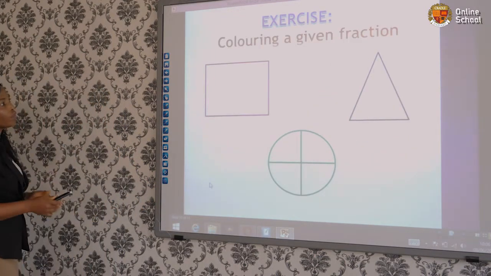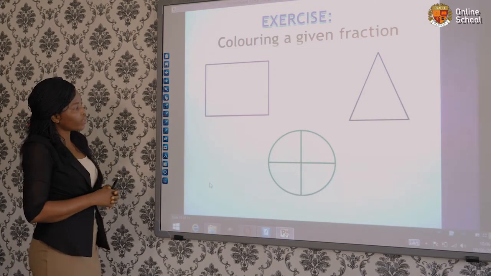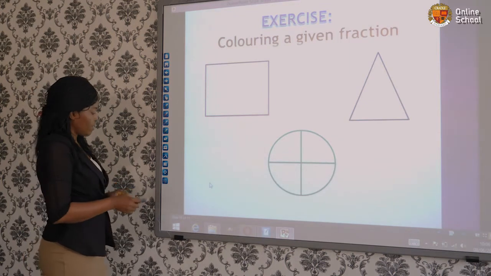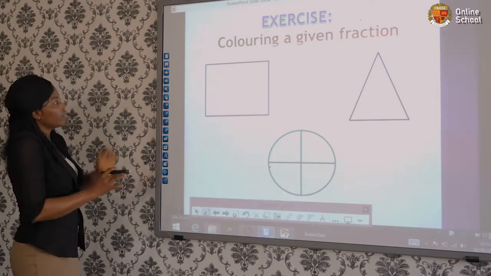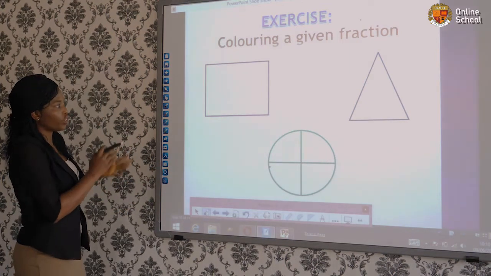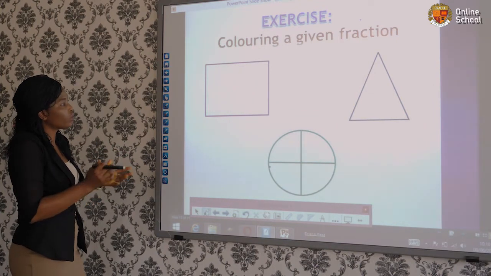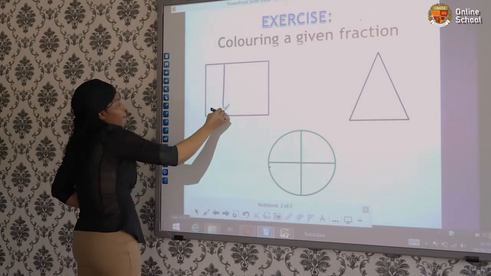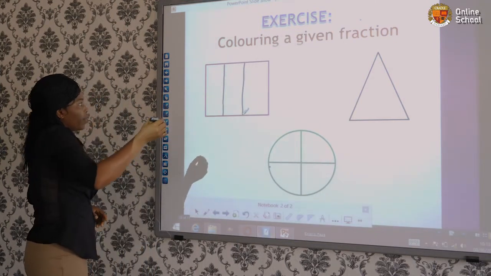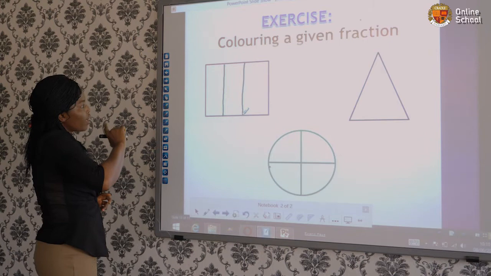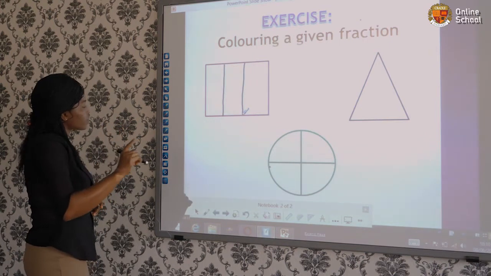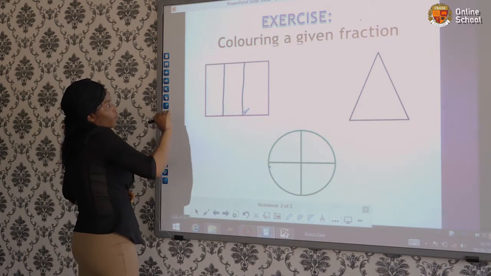Now, it's your fun time. You're going to do this. Okay, let's do it together. Let's look at these shapes. We want to divide them into fractions, and then we'll see what we have. Okay, we have divided the shape into 3 parts. Now, I'm going to shade 1 part.